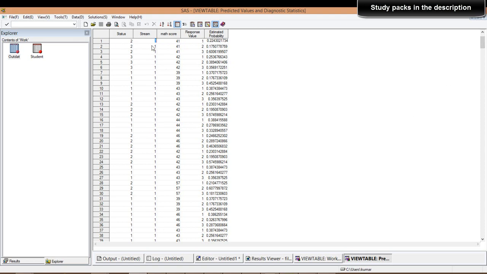We have sorted it with respect to stream. So you will get the probability of a particular student choosing response profile 1, which is physics, response profile 2, which is computer science, and response profile 3, which is economics. So for every student, you will get three probabilities: the probability of choosing physics, the probability of choosing computer science, and the probability of choosing economics. Since there are 200 students in our input data set, you will get 600 observations. For every student, you will have three observations where the probability value will vary for different courses.